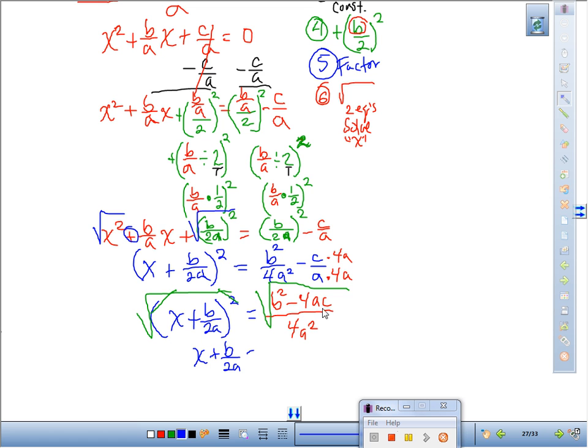Therefore, where is the negative 4 located? On the numerator. Therefore, I cannot take the square root of the numerator. However, look at the denominator. What is the square root of 4? Square root of a squared. A. So I can do the denominator. So I'm going to leave the numerator the same. That's why I'm going to write plus minus square root. What's left inside? B squared minus 4ac. And what was square root of 4? 2. And what's square root of a squared? A. Copy that, please.